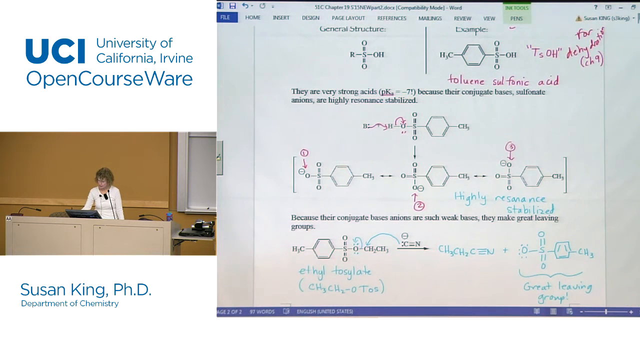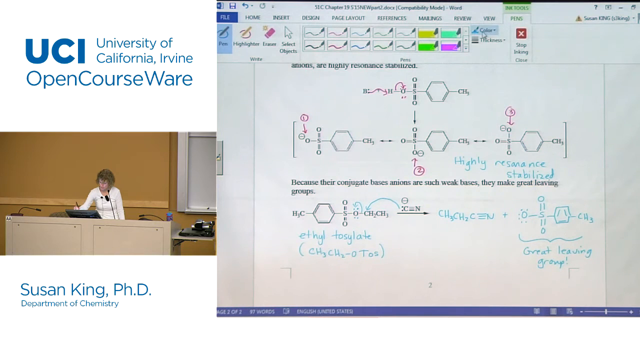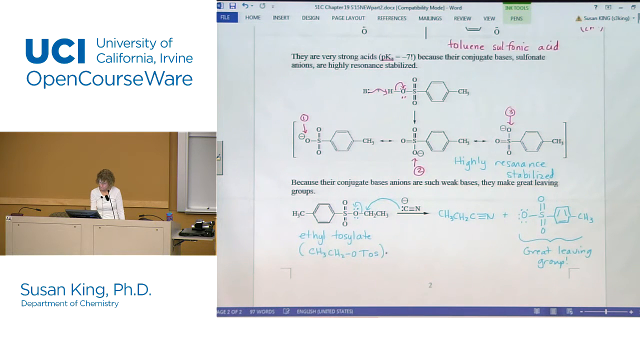All right, remember how to make tosylates? Well, let's use our retrosynthetic arrow. How do we make this? We can make this from ethanol and tosyl chloride pyridine. So hopefully that's ringing bells here for you.